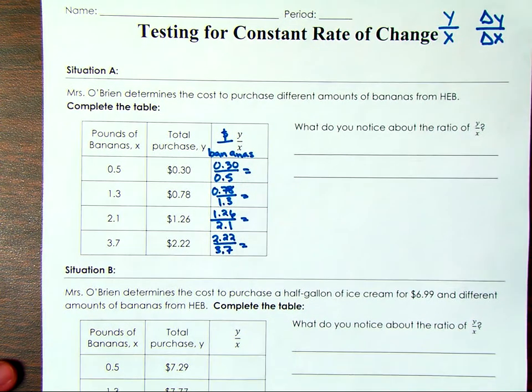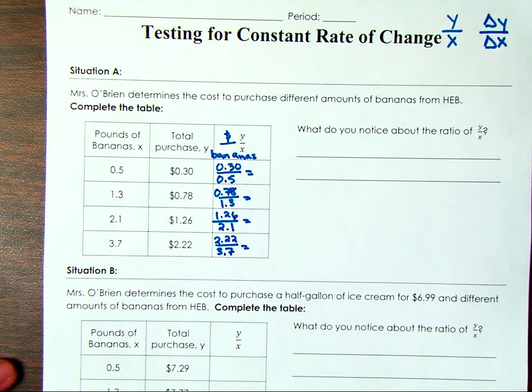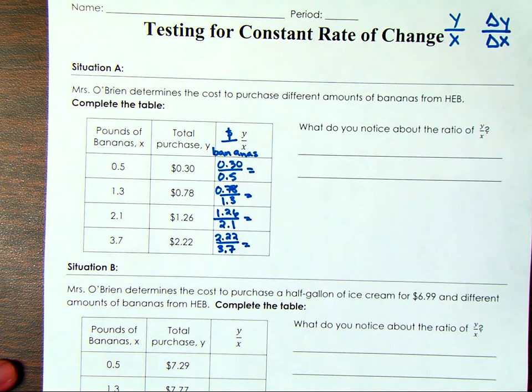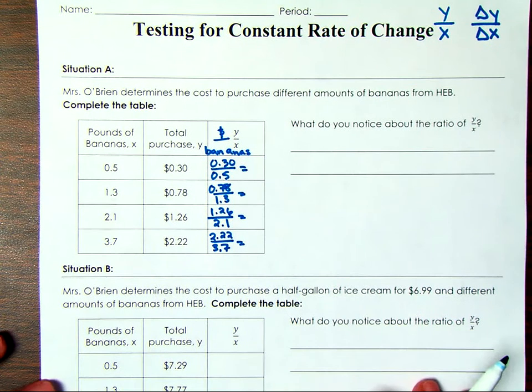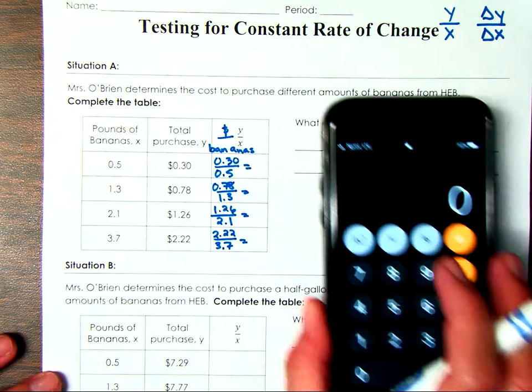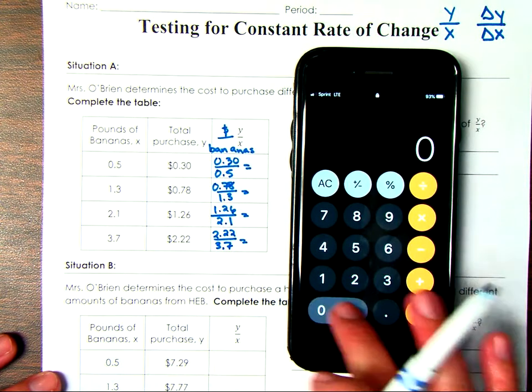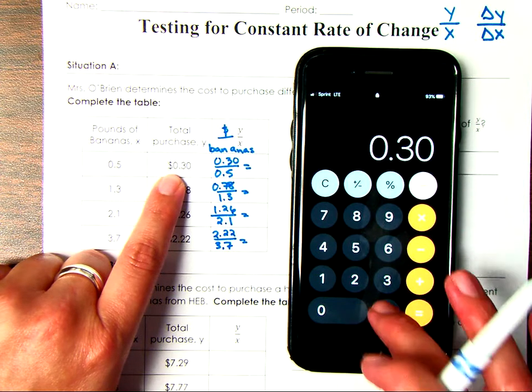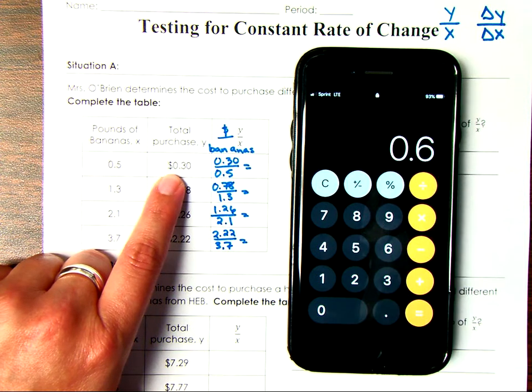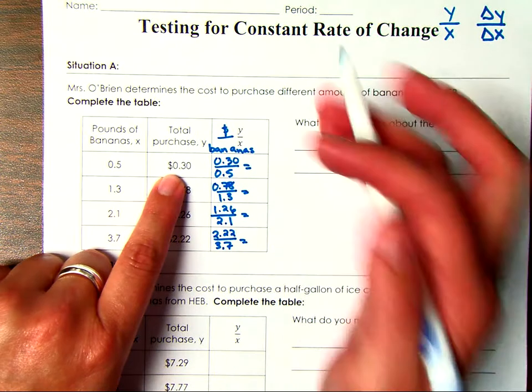We know how to do long division and divide with decimals, but just for time's sake, I'm going to be using my calculator right now. You are supposed to know how to do this without a calculator, so if this were a test question, just remind yourself how to divide with decimals. But just for time purposes, I'm going to say 30 hundredths was my y for every 5 tenths. So I divide that, and I'm getting 6 tenths.